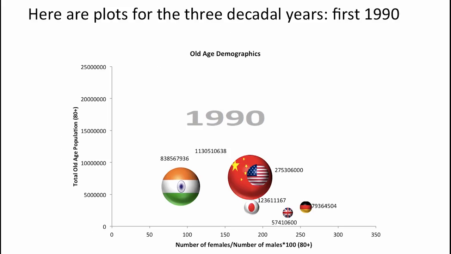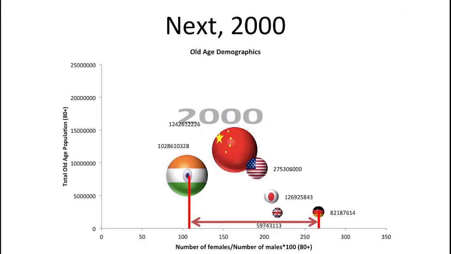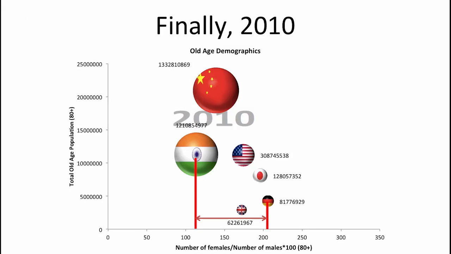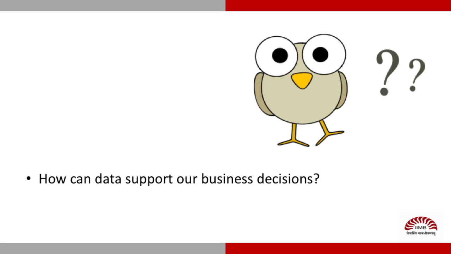Let's have a quick look at all the 3 graphs in one go. So you start with 1990, a horizontal alignment. By 2010, you have a vertical alignment. Let us now come to the question that drove our analysis. How can data support our business decisions?